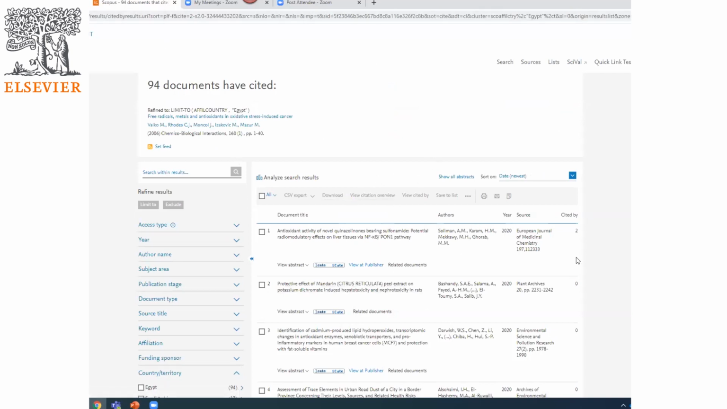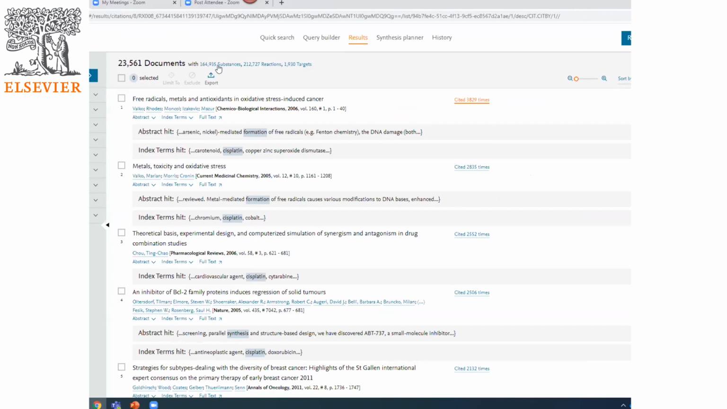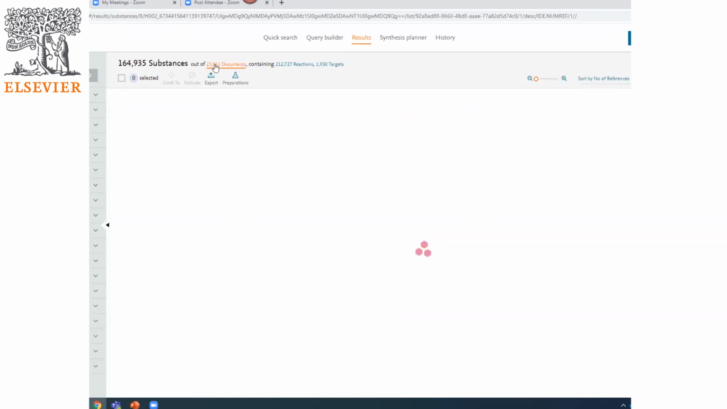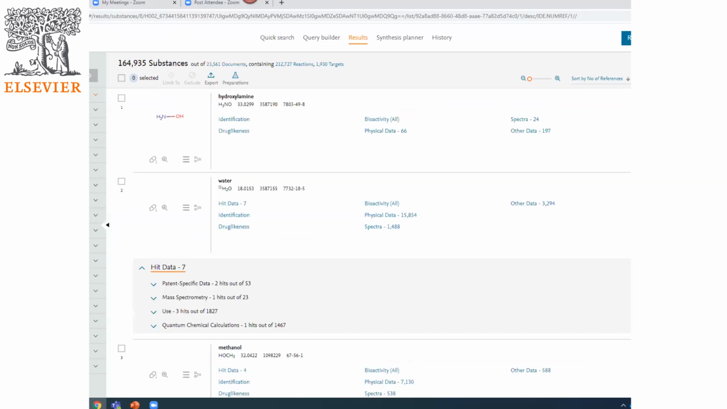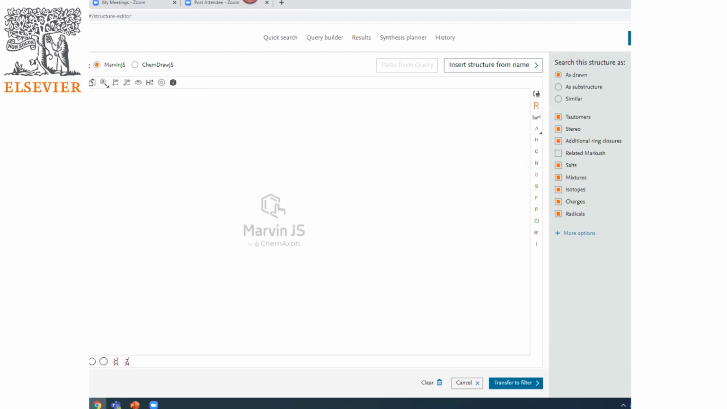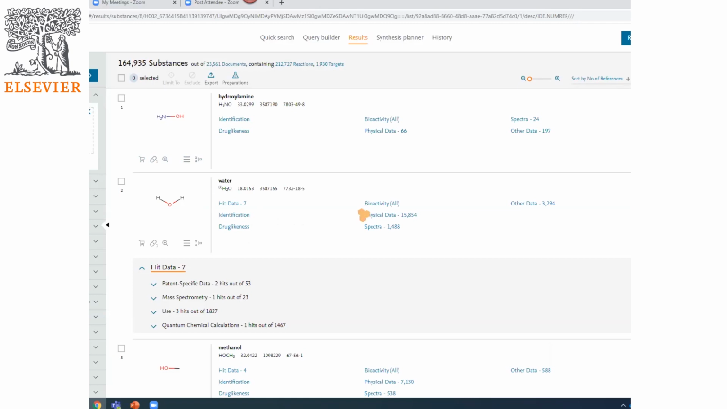So you can assess and use Scopus as well. If we come back to our substances, we can switch to substance view, and we can see quite other filters. The substance result view allows you to filter them by substructure. So for example, if you are interested to find all molecules with an aromatic ring, you can go to that substructure, go to the structure editor, put an aromatic ring there, select as substructure, and click limit to.